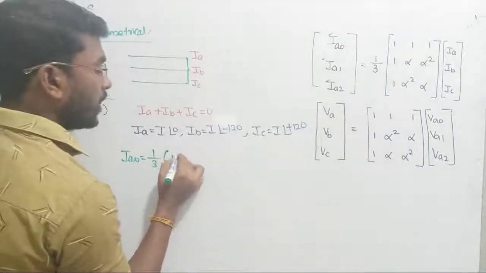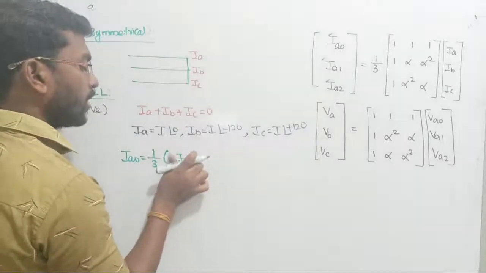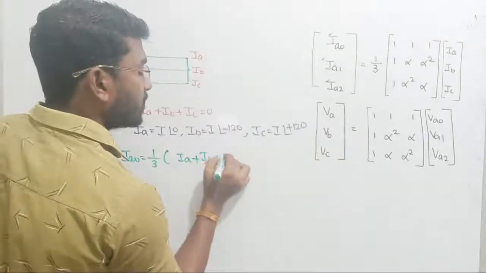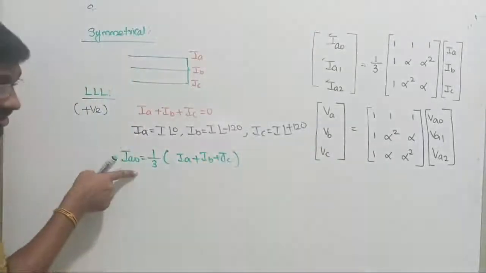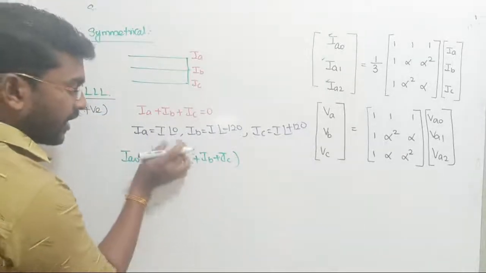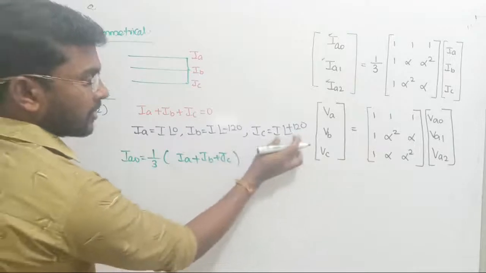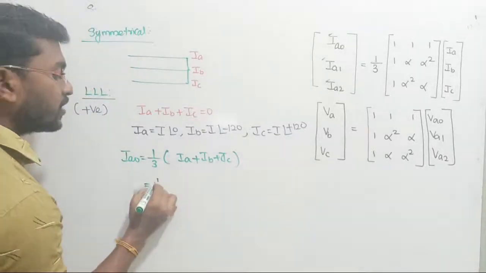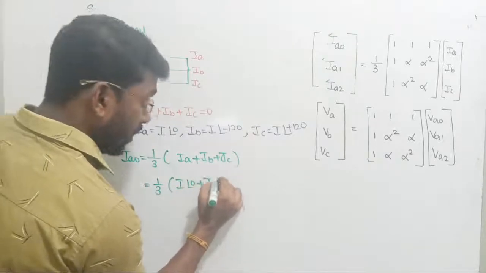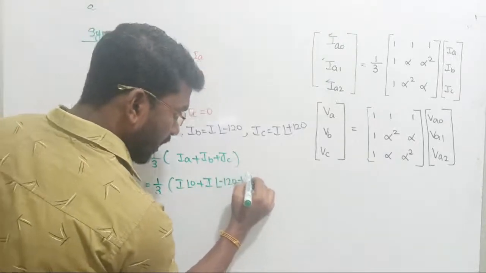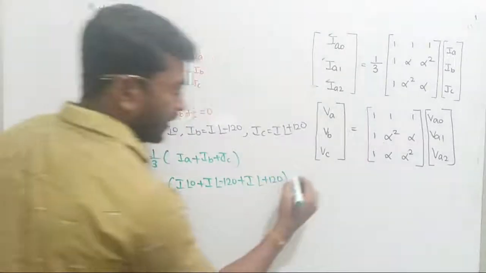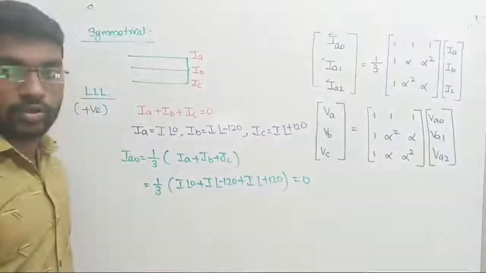So 1 into IA is going to be IA only, plus IB plus IC. That is the zero sequence current. See there, IA is I at an angle of 0, plus IB at an angle of minus 120, plus IC at an angle of plus 120, such that this value is going to be 1 by 3. It can be written as I at an angle of 0 degree plus I at an angle of minus 120 plus I at an angle of plus 120, which is going to be equal to 0. Why? The system is balanced. This addition of these three quantities will always be equal to 0 directly.